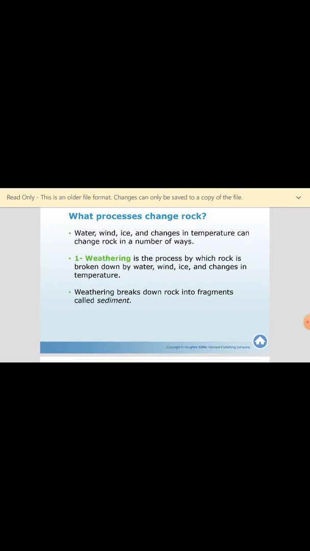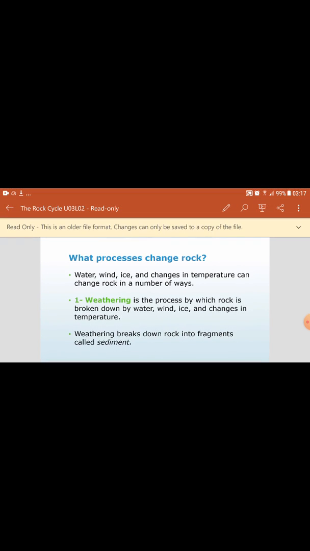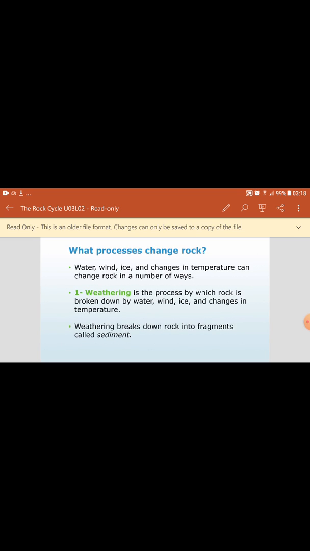Let's start with weathering. Actually, here we are going to talk about five processes. The first one is weathering. Weathering is the process by which the rock is broken down by some very important factors. The breaking down of the rock can make small fragments of rocks, and these small fragments are called sediments. What are the factors that help in breaking down the rocks? These factors are water, wind, ice, and changes in temperature.